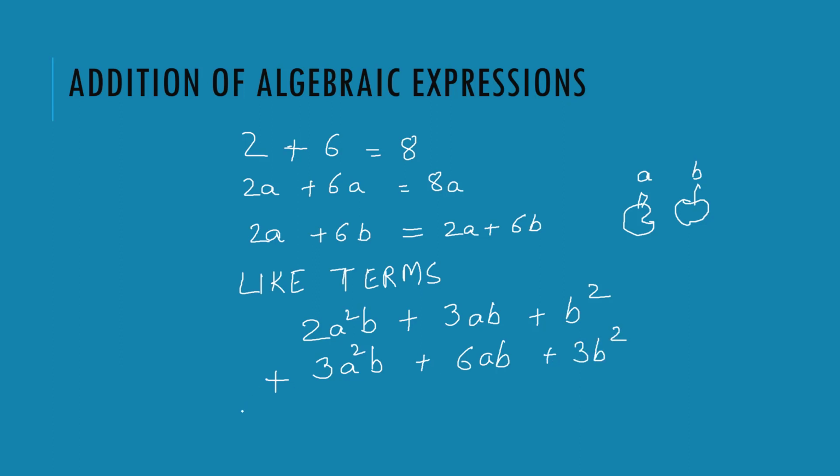So what will happen now? Your b square will remain b square and this will become 9ab, and what will be 5a square b. Right. Addition seems to be simple. Okay, that's good. Let's move ahead.